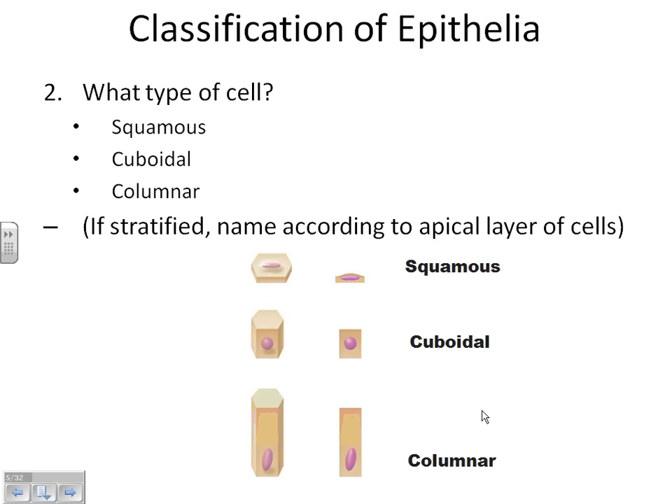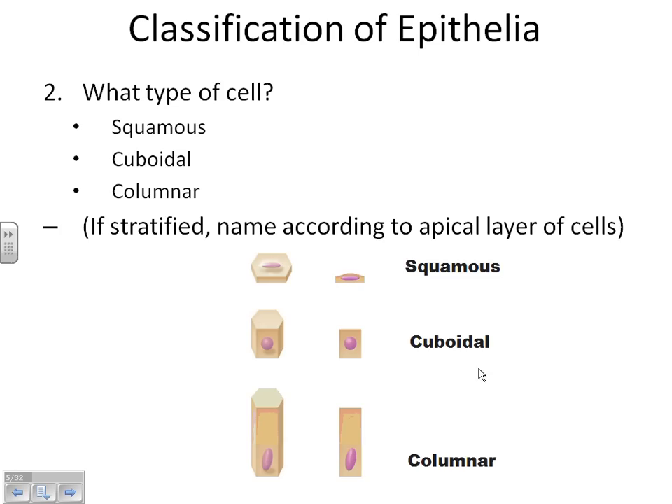Okay. The second way we classify is by the shape of cell. And the three shapes are pretty different from each other. The first shape is called squamous. Squamous is extremely flat. Okay. Cuboidal looks like a cube. Columnar is stretched out, looks more like a rectangle.